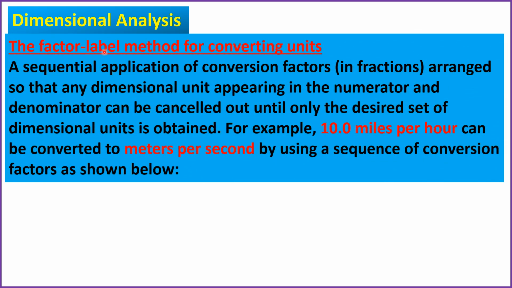The conversion method that we're going to use is what we call dimensional analysis, also known as the factor label method for converting units. It is a sequential application of conversion factors in fraction form, arranged so that any dimensional unit appearing in both the numerator and denominator can be cancelled out until only the desired set of dimensional units is obtained. For example, 10.0 miles per hour can be converted to meters per second by using a sequence of conversion factors as shown below.